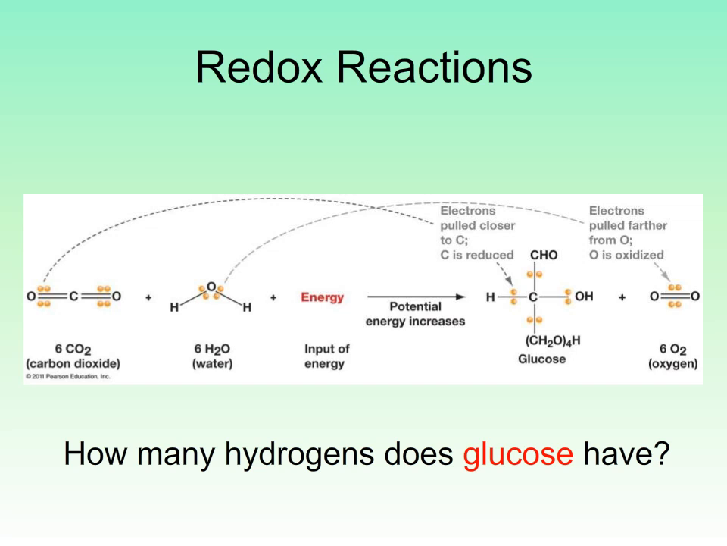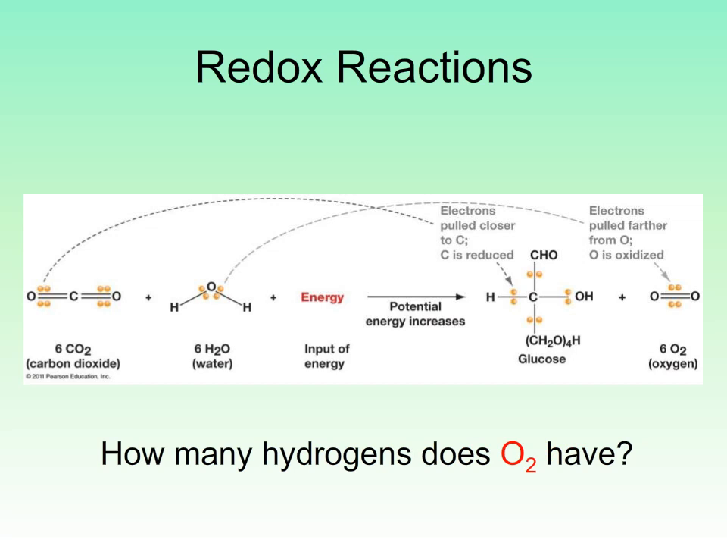Now to the product side. How many hydrogen atoms does glucose have? Yes, it has 12 hydrogens. So the carbons are now in a molecule that has 12 hydrogens. How many hydrogen atoms does the oxygen molecule have? Yes, the 6 oxygen molecules have no hydrogens.